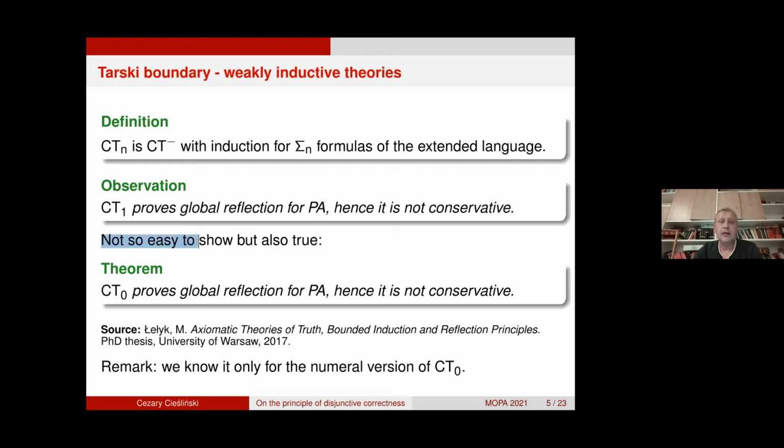Just to comment, two comments here. The first one is that this is not so easy to show. It's not an argument like just a couple of lines. It's not my aim to describe the proof. Let me only mention, like in passing, what's the basic difficulty here.